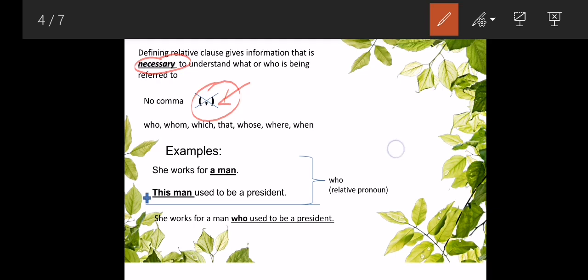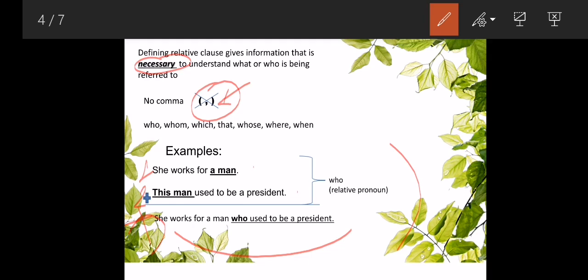Here, we have two sentences. This is the first sentence, this is the second sentence. I think it is some kind of addition. First sentence, second sentence, and here is our longer sentence. Let's have a look at the first sentence. She works for a man. The second sentence, this man used to be a president.